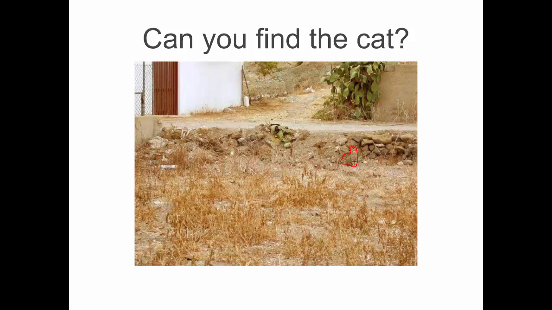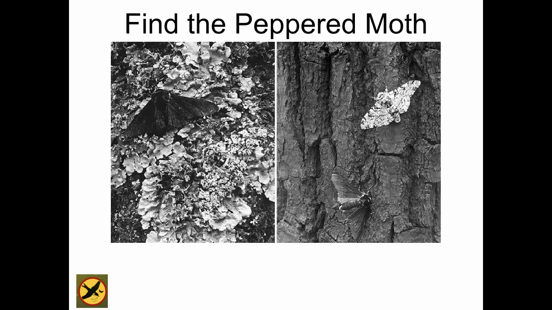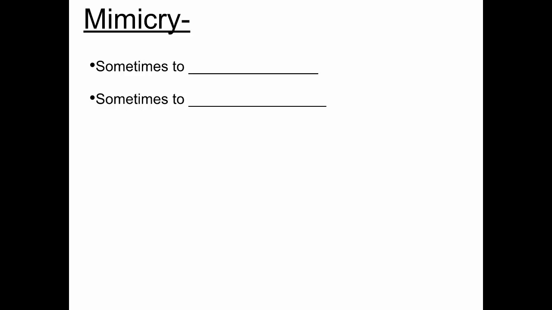We'll talk more about peppered moths tomorrow, but peppered moths had two varieties, a light and a dark moth. The dark one stands out against lichen. You can see the lighter one here. We'll talk more about mimicry, I guess, next week.